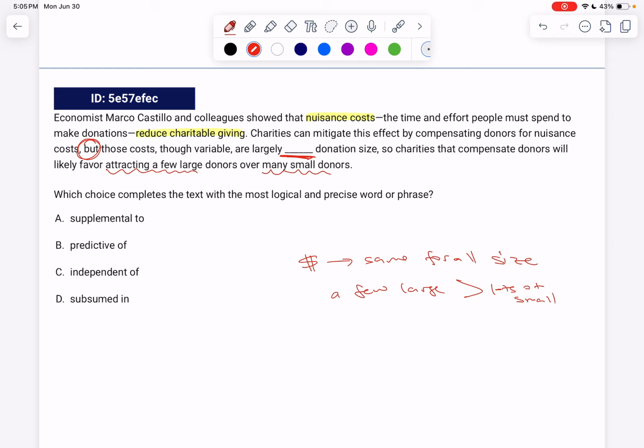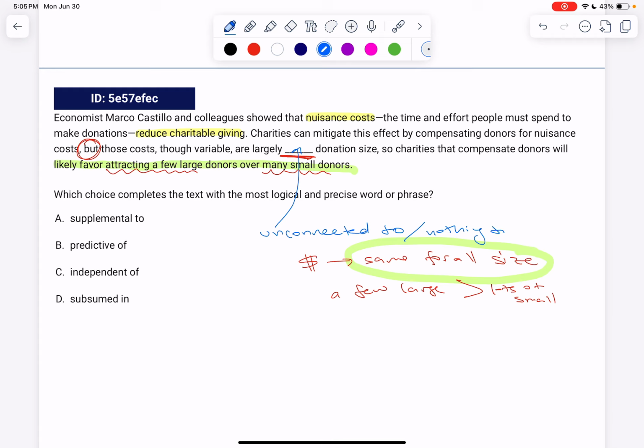So probably what I need to anticipate here, because this is saying that they are likely to favor attracting a few large over many small, that means it's probably the same nuisance cost for all. So would we say that it's connected to donation size? No, it's unconnected. It's the same for all. So we're going to anticipate something like unconnected to donation size, or nothing to do with donation size. It's just kind of the same for all. And that's why picking a few big would be better than lots of small.